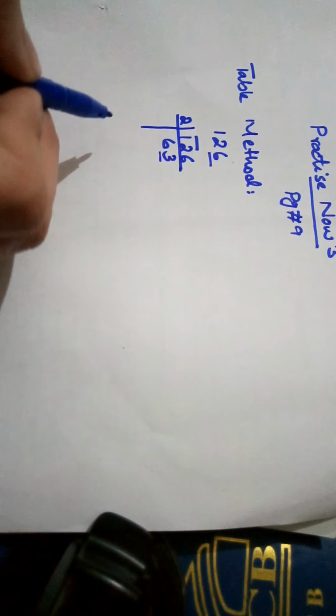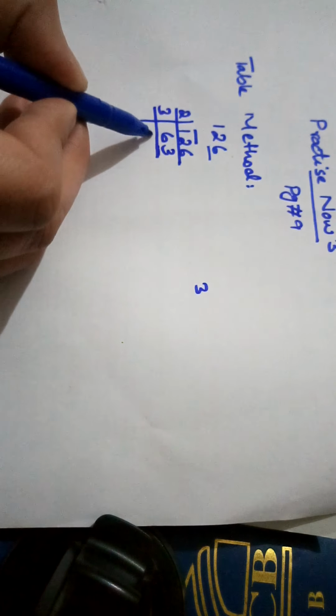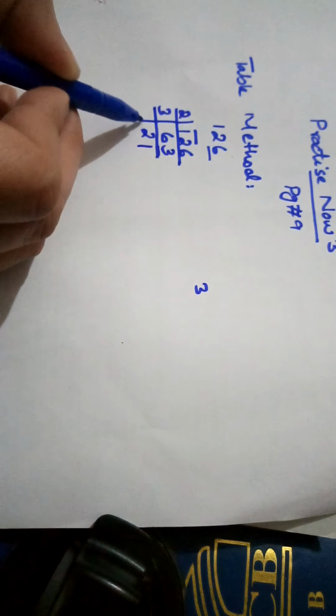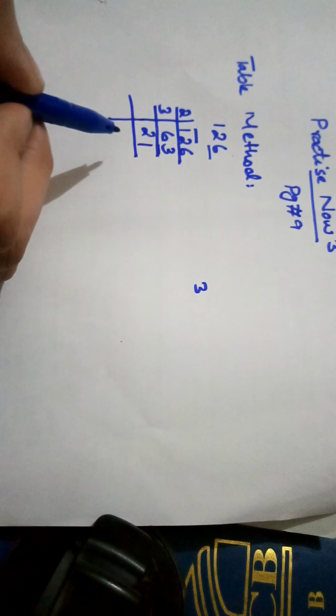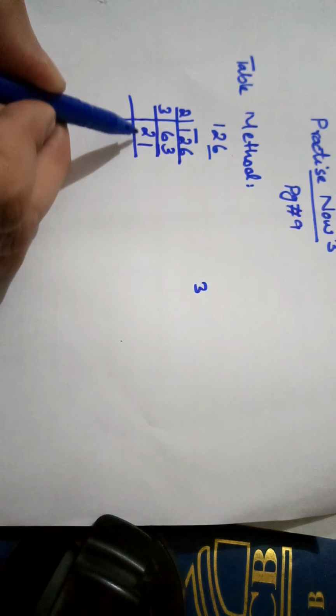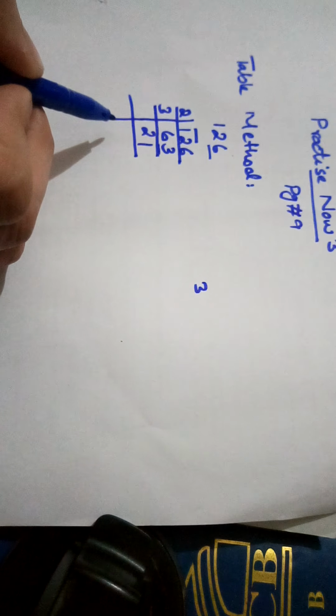3 does not come in the table of 2. So what do we need to do? Check the next number, which is 3. Always divide by the smallest possible number. So we divide by 3. 3 ones are 3, 3 twos are 6. Now again this one is an odd number, and 21 comes in the table of 3.